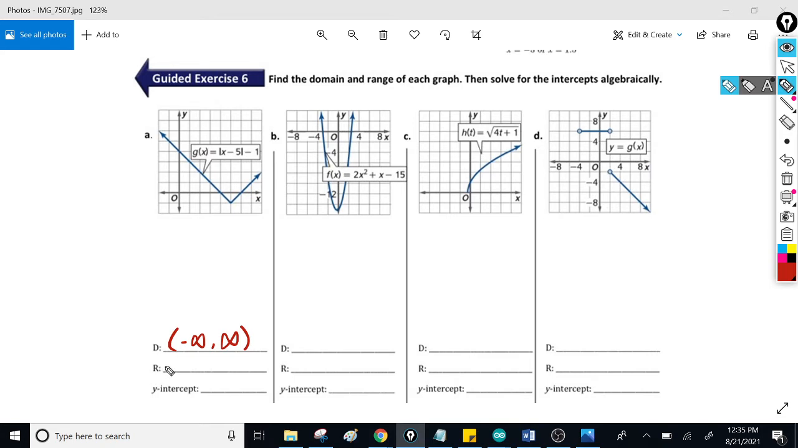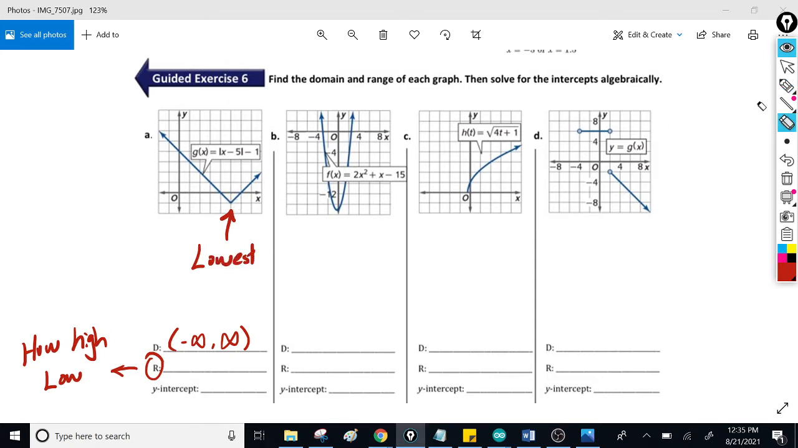All right, now let's look at the range. Range is how high and how low this graph goes. Now we are not looking at how far left and right. We don't care about how far left or how far right. We only look at the highest point and the lowest point. So the lowest point for this one is going to be right here. This is as low as it gets, the lowest point.